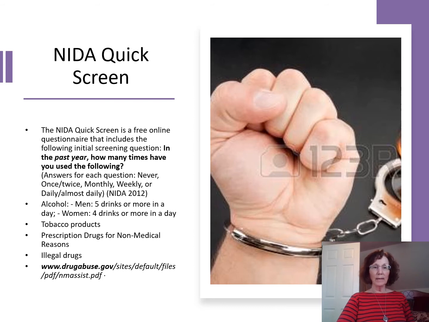So we're going to go over a NIDA quick screen. The answers to the NIDA quick screen are once or twice, never, monthly, weekly, or daily. For alcohol use, men who drink 5 or more drinks in a day or women who drink 4 or more drinks in a day are considered at risk. For tobacco products, prescription drugs for non-medical reasons, and illegal drugs, all of these in excess of use will be determined on the NIDA quick screen, and positive answers will lead to further treatment interventions.